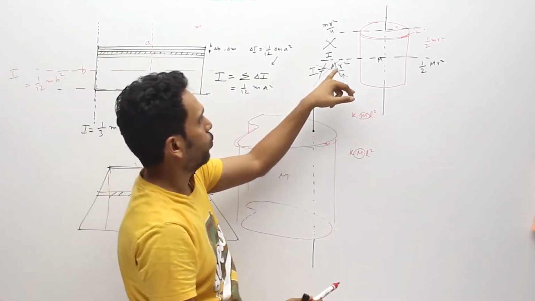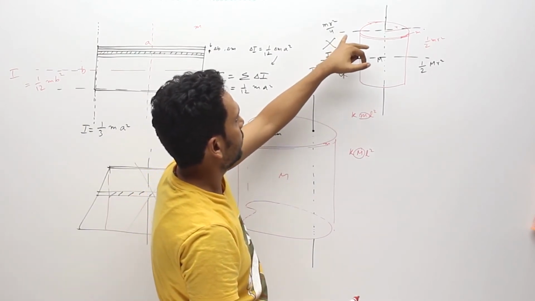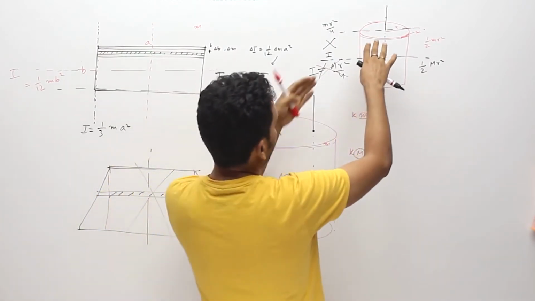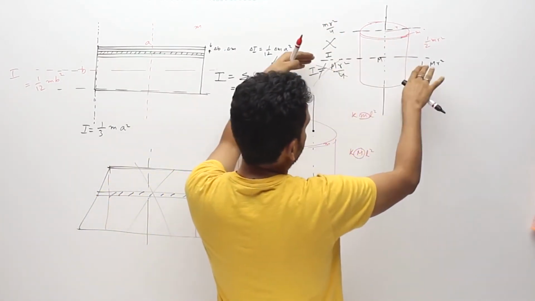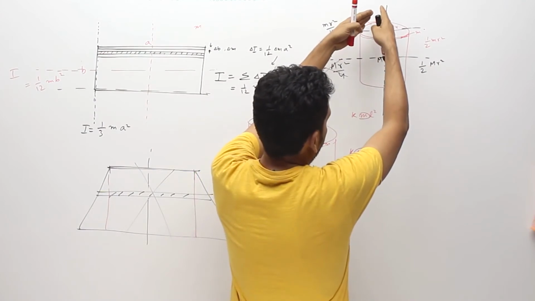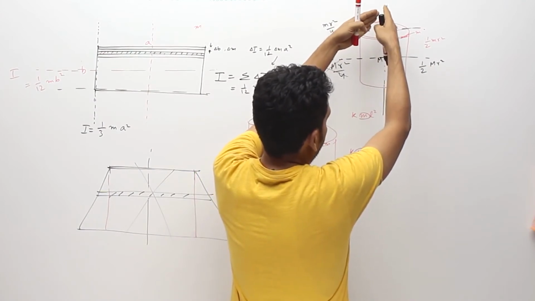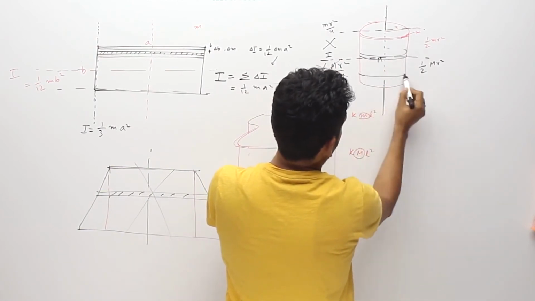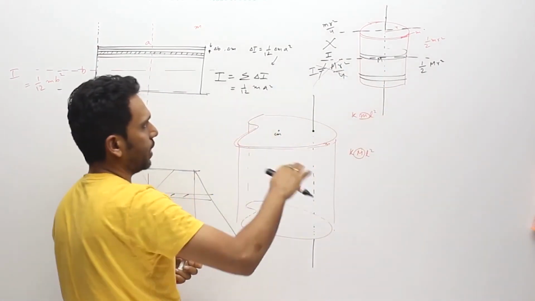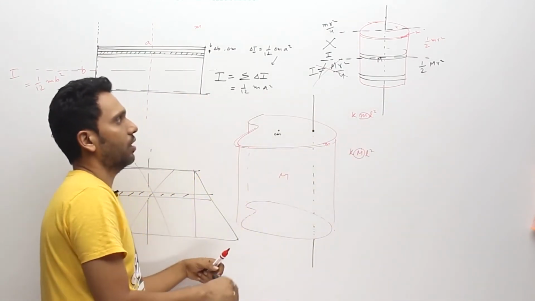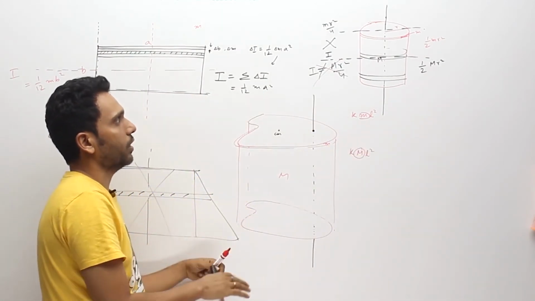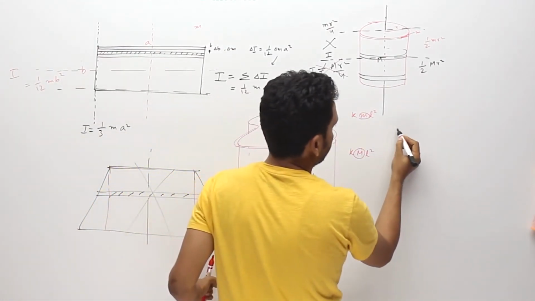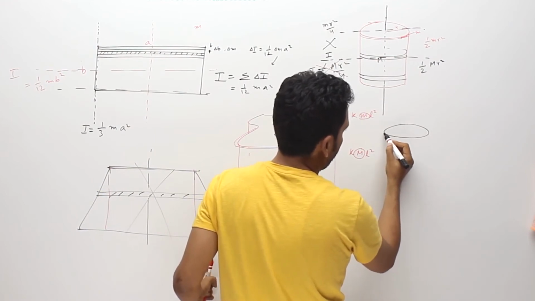So why is this axis and this axis not having the same format? Because the orientation of the body around this axis and this axis is different. Here, if the body maintains the same shape at any given cross section along the axis, then only you can extend the formula, like a ring or a hollow cylinder.